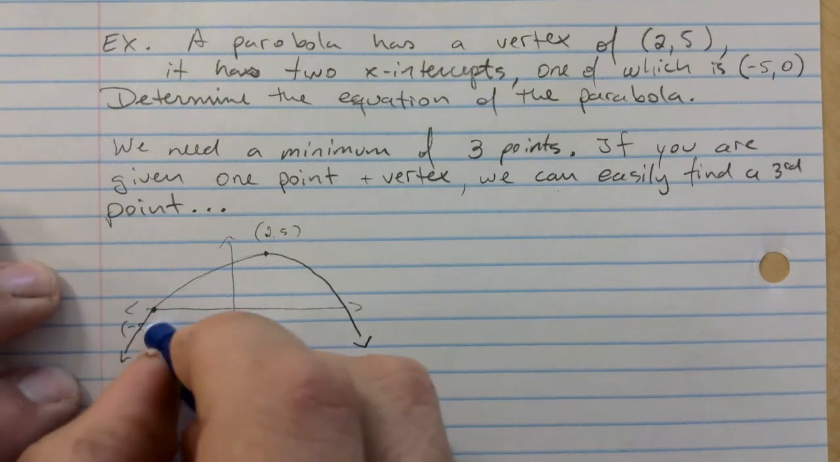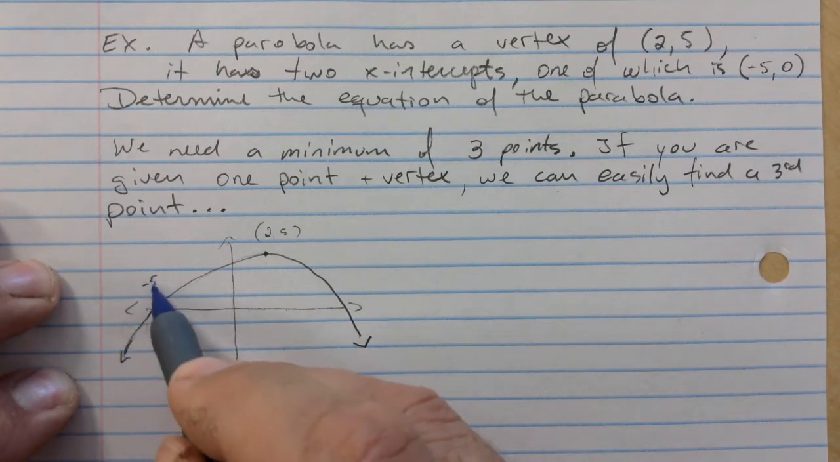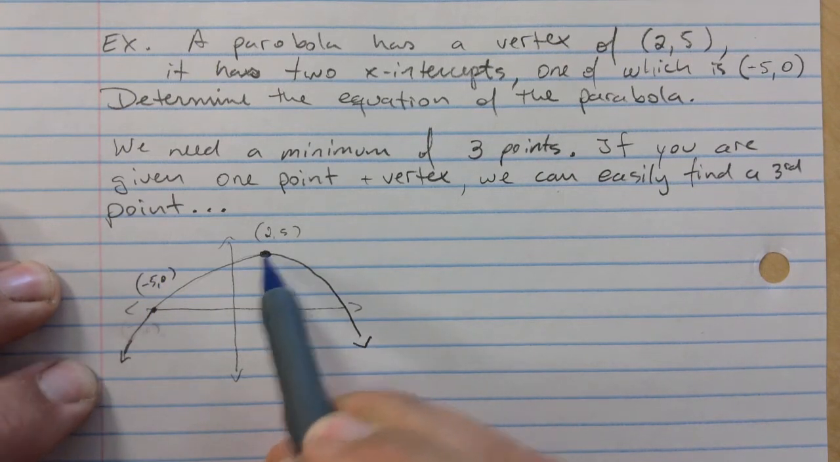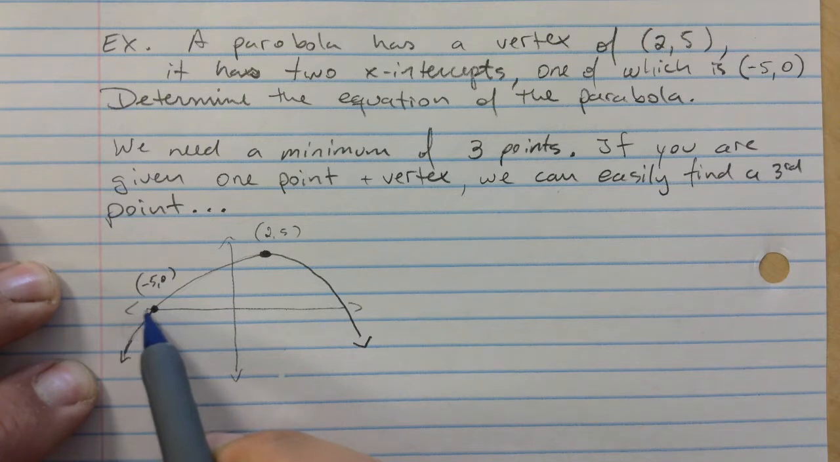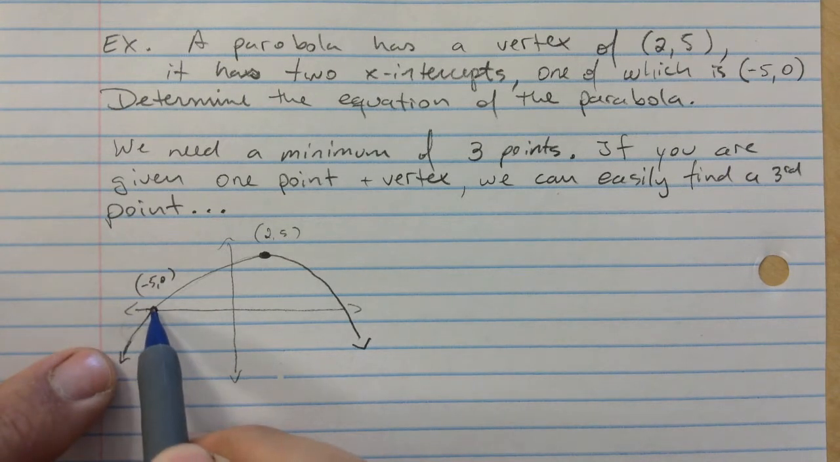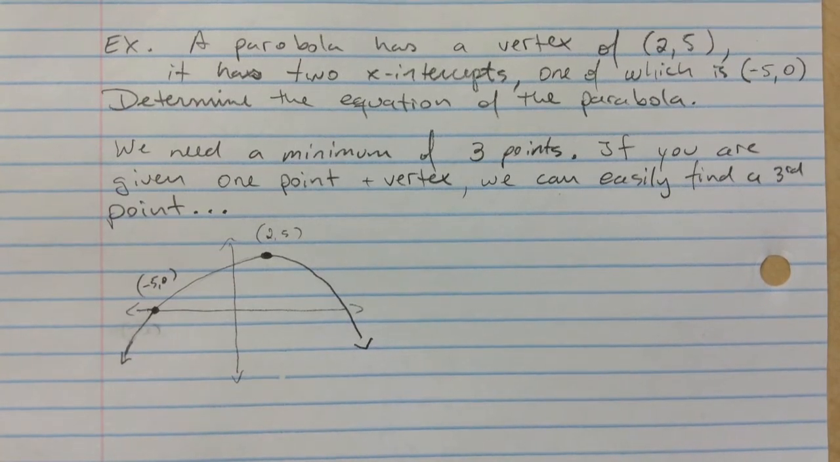I'm going to redo this part. I'm going to label it up here. So you're given the vertex and you are given one more point. It happens to be the x-intercept, but we just call it one more point. Okay? It doesn't matter. I'll let you write this down. Copy this graph first as best as you can, and then I'll explain what's happening next.